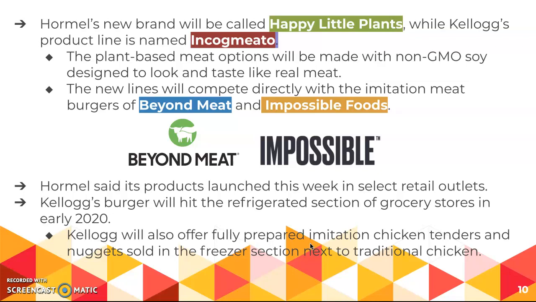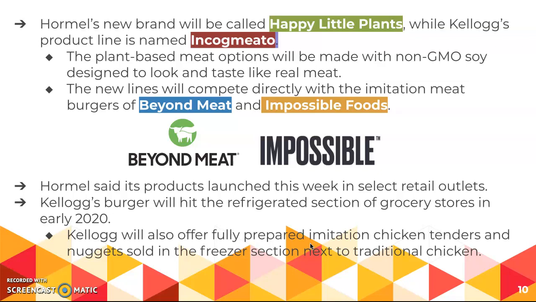Okay, and they're going to compete directly with the two brands that are already dominating the market, which is Beyond Meat and then Impossible, which you probably may know from Burger King, which we'll get to in just a moment. So right now, there's not a ton of brands competing in this market. So Kellogg's and Hormel are trying to cash in while they can. Hormel said its product launch will be this week, and I made this lecture last semester, so it's probably already out. And it looks like Kellogg's will be doing the same early 2020, which is now.